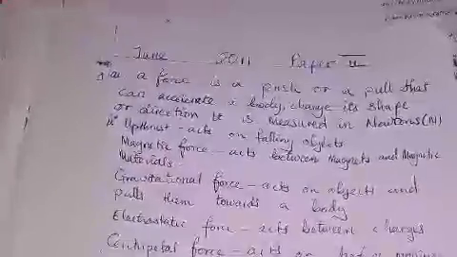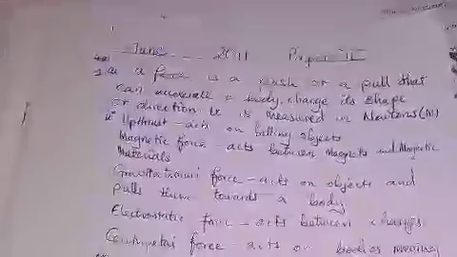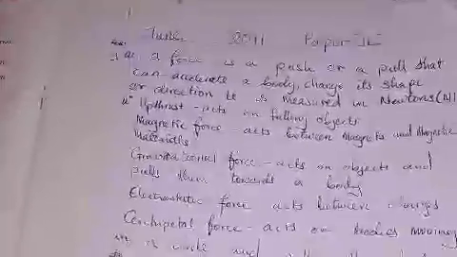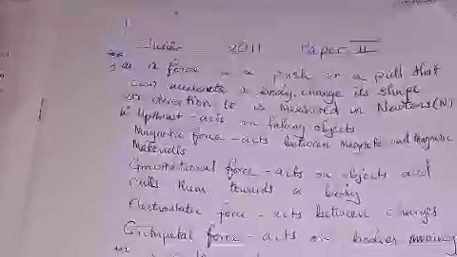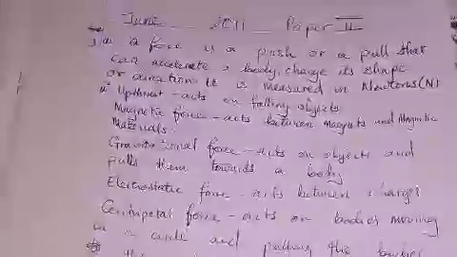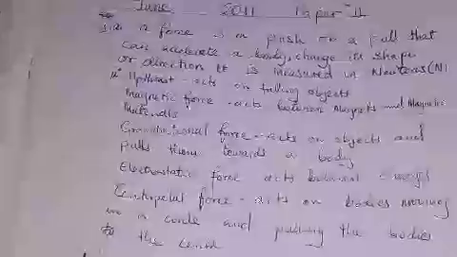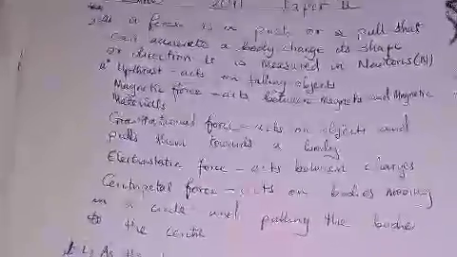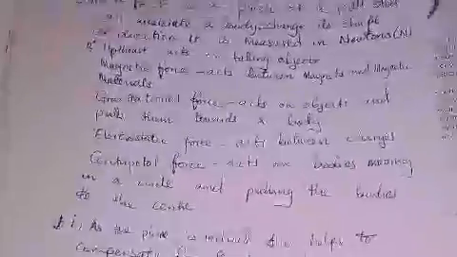Gravitational force acts on objects and pulls the objects towards each other. For example, as you jump up from the ground, the earth pulls you towards it. That is a gravitational force. Then electrostatic force acts between charges. Centripetal force acts on bodies moving in a circle, pulling the bodies towards the center and making them move in a circular path. Good.